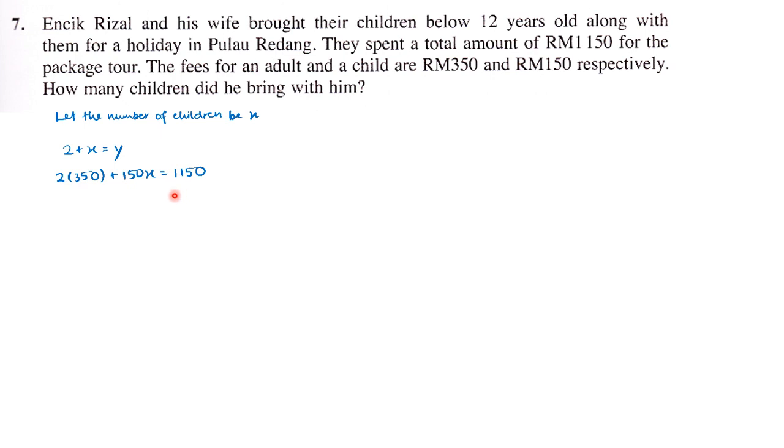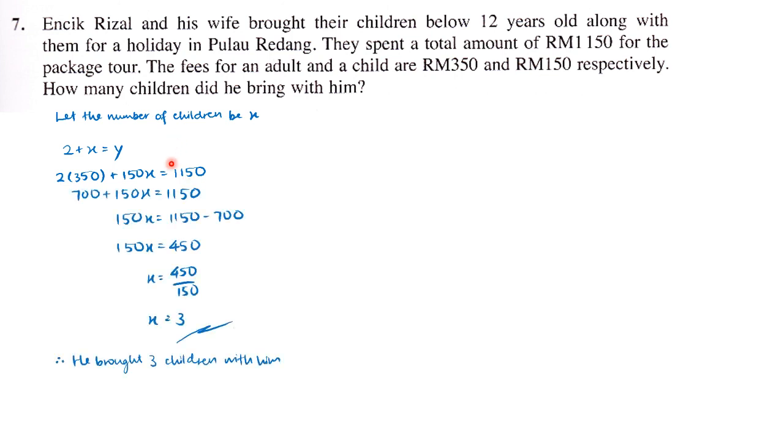And wait, let me see. This is an equation with one variable. I think I can solve x immediately. Okay, so let's see. 700, 150x, and you can go all the way down. You'll find that x equals to 3. I've already found the number of children, so he brought 3 children with him. Okay, so I've got this answer. So, well, I guess that this equation wouldn't be useful in the first place. Alright, so, okay, done. Next question.